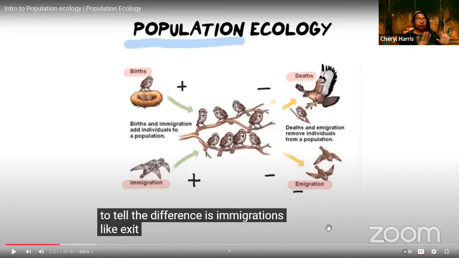And like I said, you don't have to write a lot of definition to it. Just say births add to the population, deaths take away from the population, immigration adds to the population, emigration takes away from the population. Four factors that affect population.